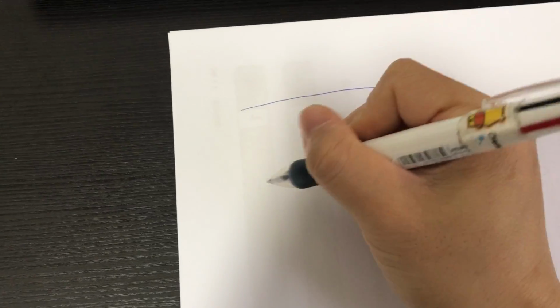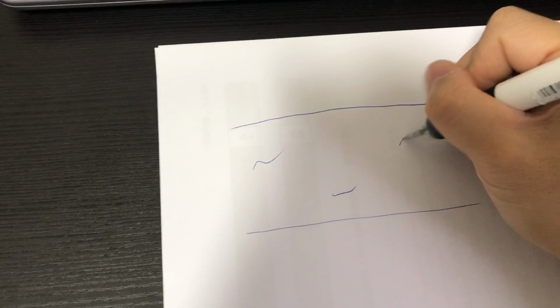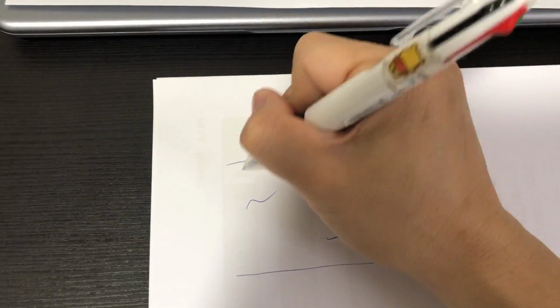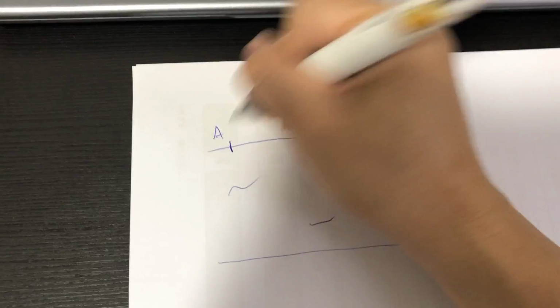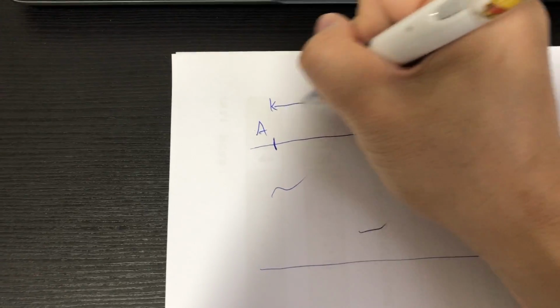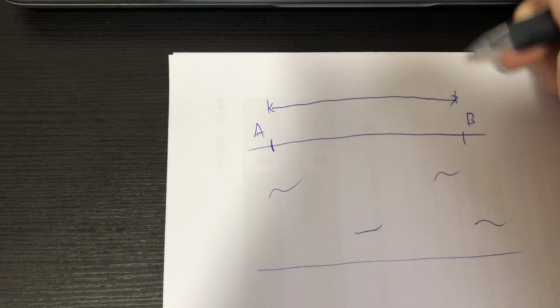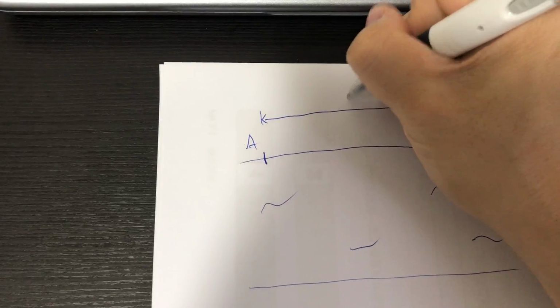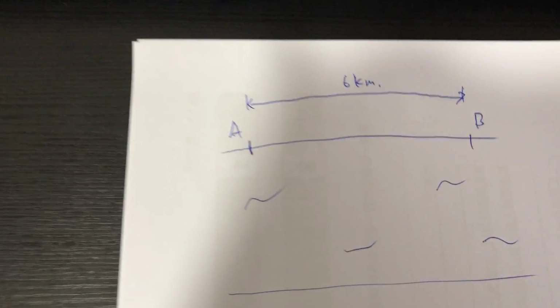Let's say there is a river. Here's a river, so I draw some water flowing. And here are two cities. One is A and one is B. The question says that the single trip, that means the distance between them, is 6 kilometers.